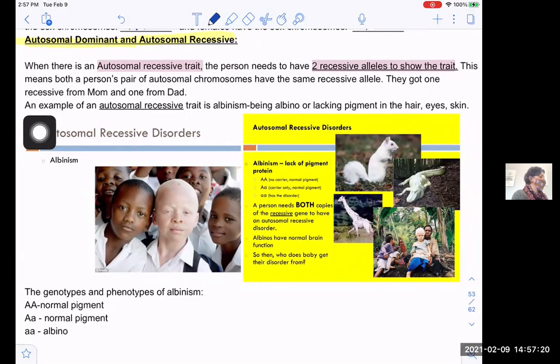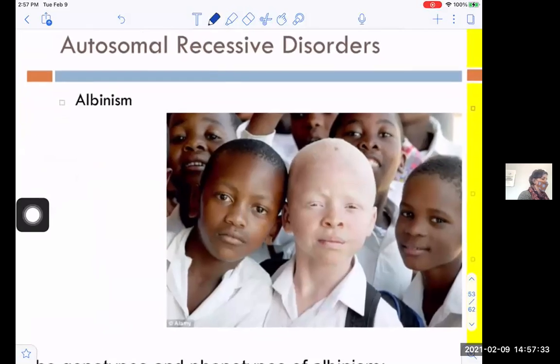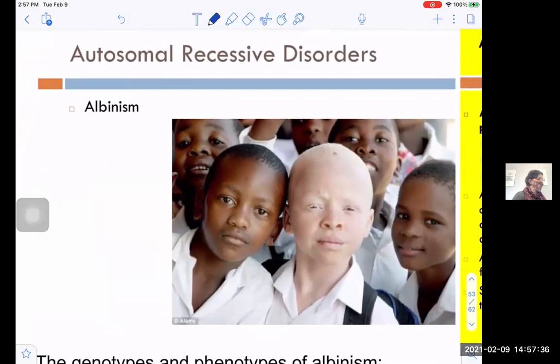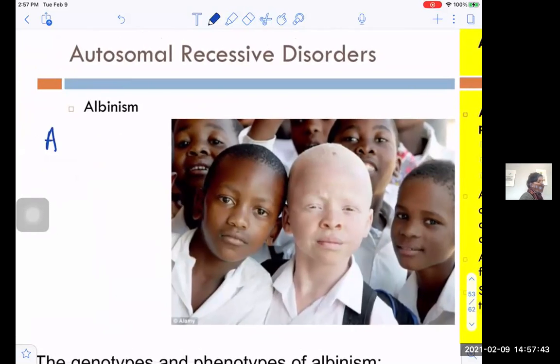So let's look at an example of this. An example of an autosomal recessive trait is albinism, so being albino, which means you lack pigment in your hair, eyes, and skin. Let's take a look at an image showing a person with albinism. If we're going to use the letter A to represent albinism, if somebody is big A, big A, then they are normal pigment. If somebody is big A, little a, they're also normal pigment.